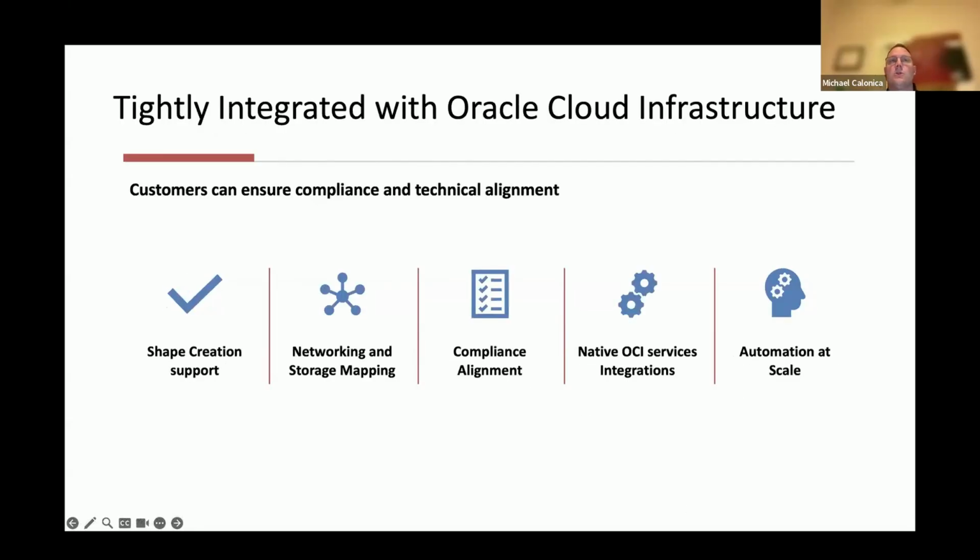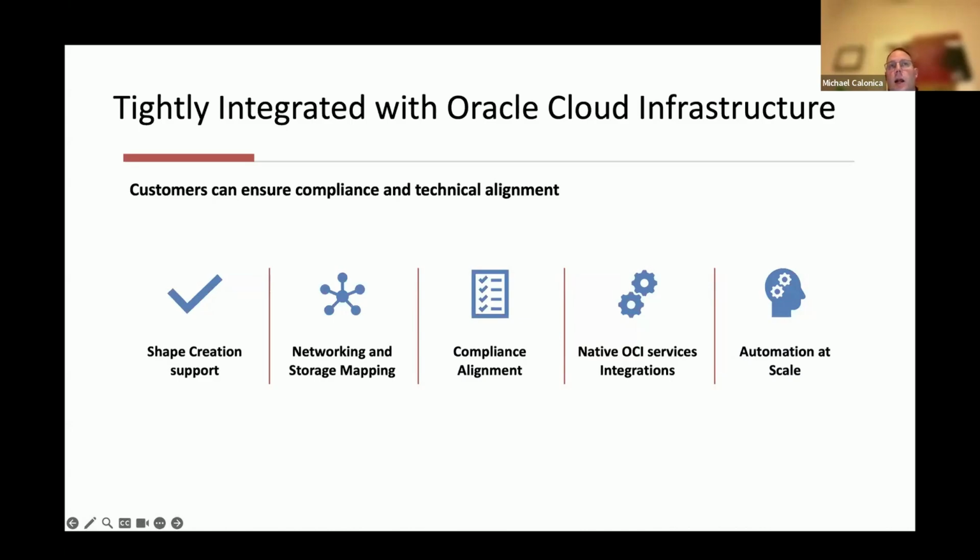Once you get through that initial cloud journey, right, there's some advantages to RackWare, especially in light of our partnership. And it really comes at the API level. So RackWare is tightly integrated with the Oracle Cloud infrastructure. And we're helping customers to ensure compliance and technical alignment. We look at this from a few different phases, right? There's 5 core categories that we look at. First is going to be shape creation, then network and storage mapping, compliance alignment, native OCI services and integrations, and automation at scale.